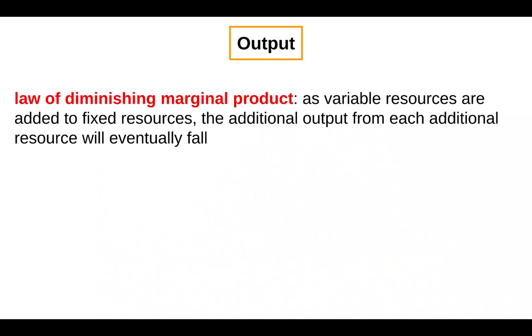Well, the answer is the law of diminishing marginal product, which should sound familiar, just like the law of diminishing marginal utility. It says that as variable resources are added to fixed resources, the additional output from each additional resource will eventually fall.